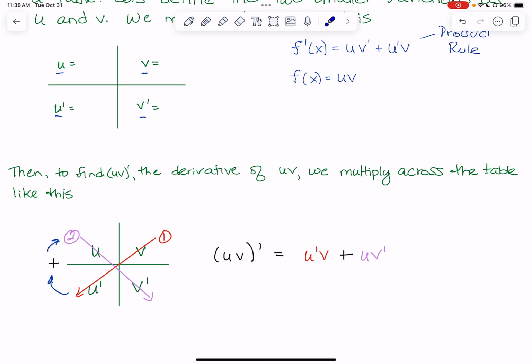The derivative of u times v, we're going to multiply across the table. So the first thing I'm going to do is go this way, and I'm going to say u times v prime, or I'm sorry, v times u prime, and then I'm going to go this way, and I'm going to say plus u times v prime. So I kind of flipped the order of these, and that's okay because we're multiplying and we're adding. So I have v times u prime plus u times v prime. So we're just kind of going in a little loop there, okay?